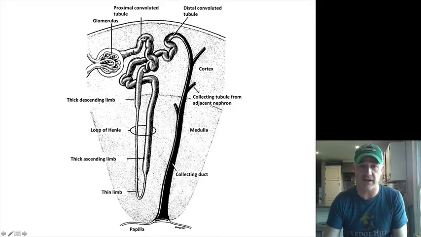So this would be the loop of Henle, this part right here where it dives down. You can see there are thin and thick segments. The big difference on these is that there are different permeabilities. This is permeable to water and not to salt. We actively pump salt out on this portion going back up.